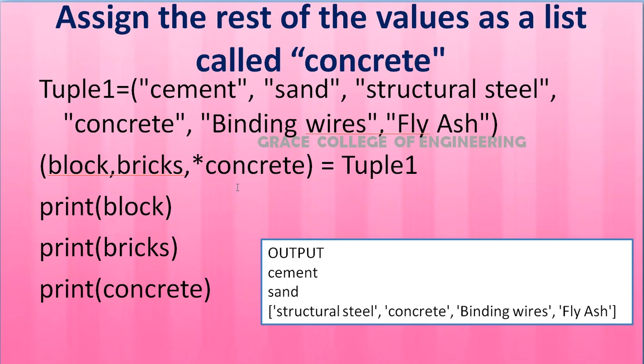Then the remaining, structural steel, concrete, binding wires and fly ash, all these will be converted to a list and stored in the concrete list. Okay, so you will get the output this way. This is the method of using the asterisk.